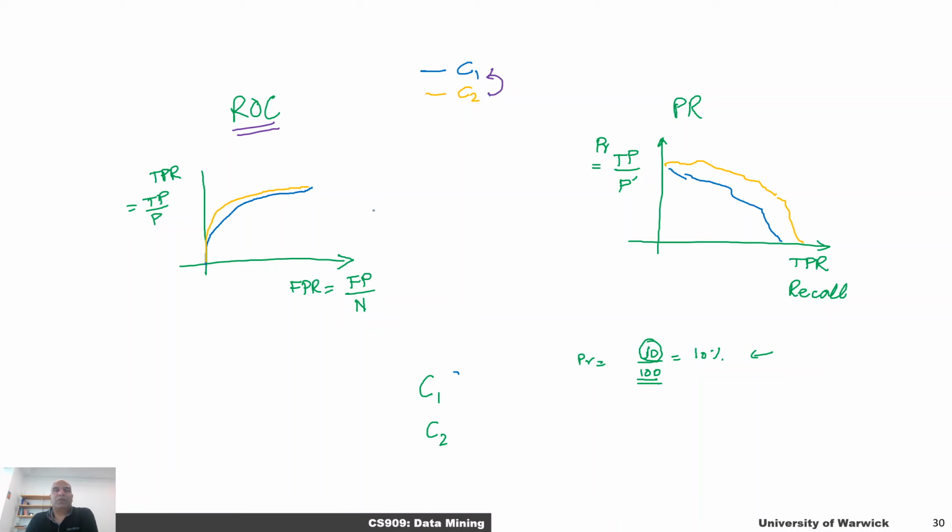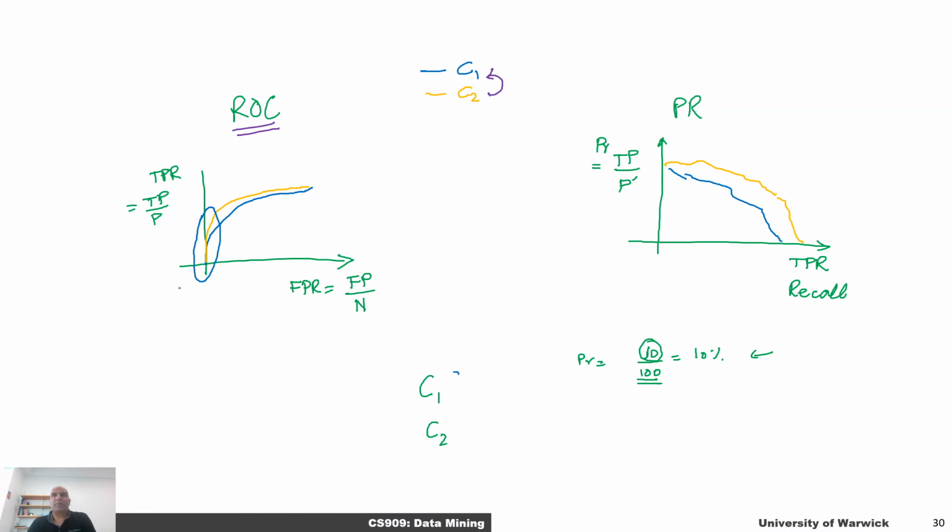So that's the first point that you need to understand. And the other point that I want you to understand is if a classifier dominates within this region of the ROC curve, then it's going to dominate the other classifier in the PR space by a significant margin in case the number of negative examples is much larger than the number of positive examples.